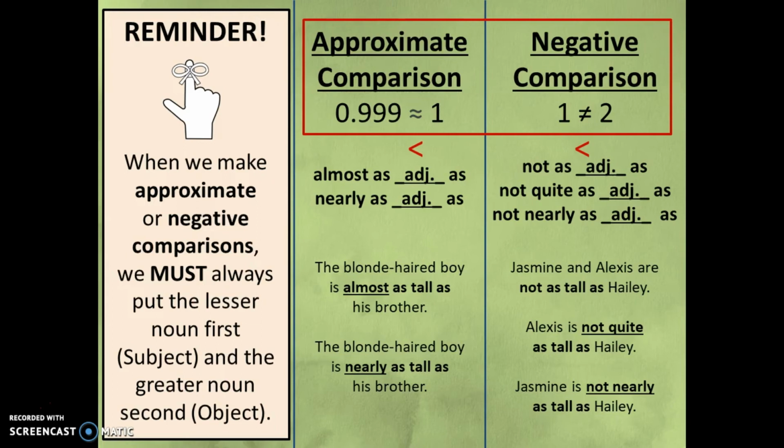So remember, in the case of the two boys, the blonde-haired boy was less tall, so he needs to go as our subject. And in the negative comparison, when I compare Alexis and Jasmine with Haley, they are less tall than Haley, so they need to go as the subject of the sentence.